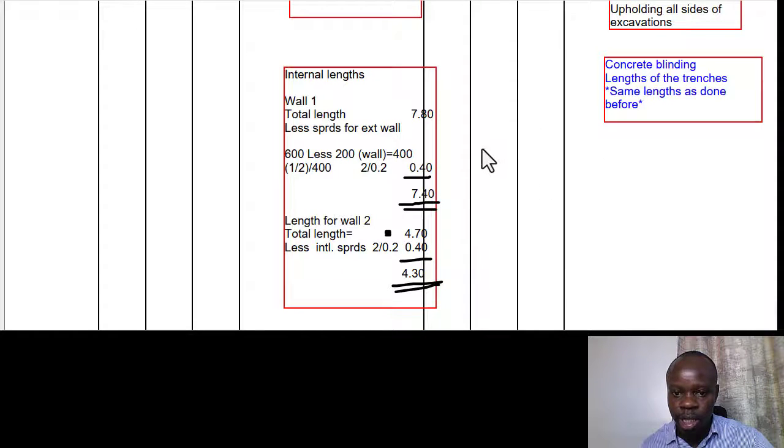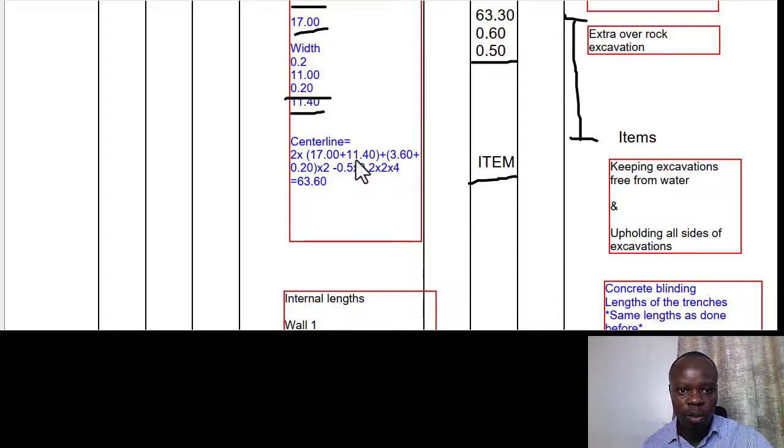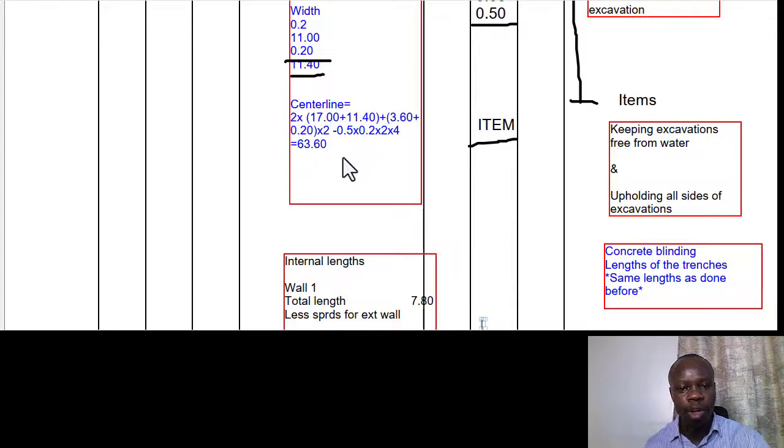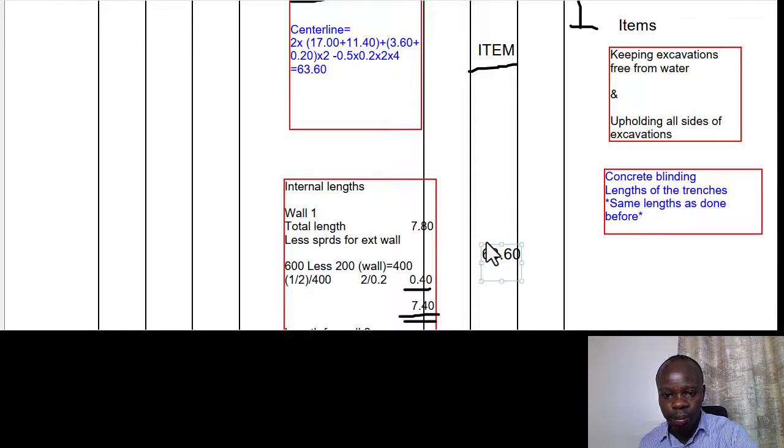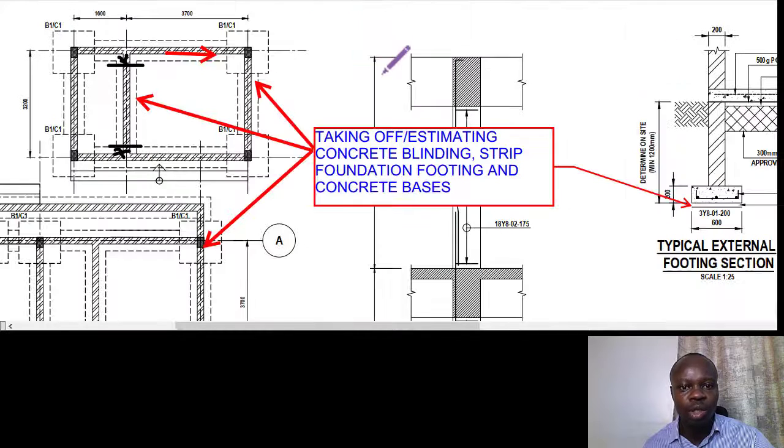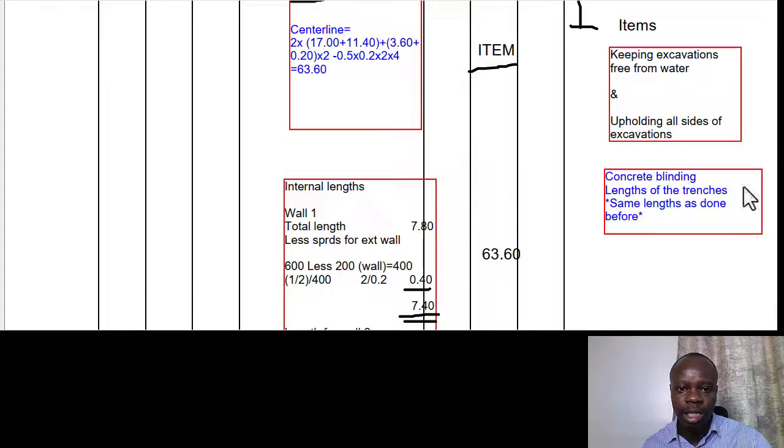So we start, and the first one was for the external center line, the external strip, and the center line was 63.60, and then the next is the width. Of course, this is done in square meters, so it's the length and the width, and the width for this case is 600. Okay, this is the width of the footing.